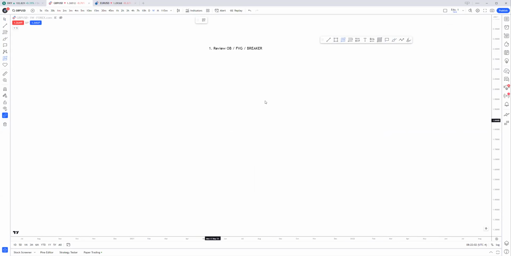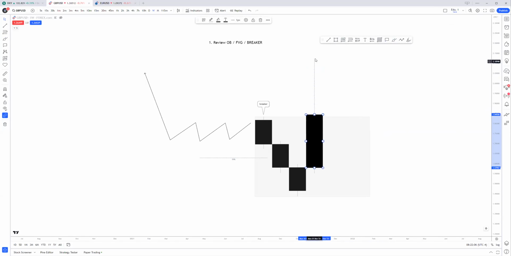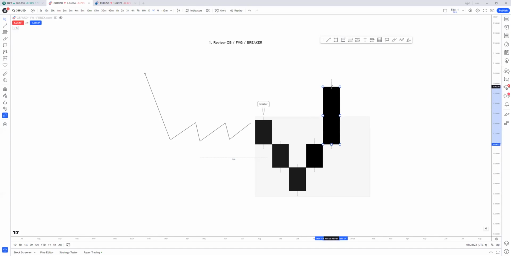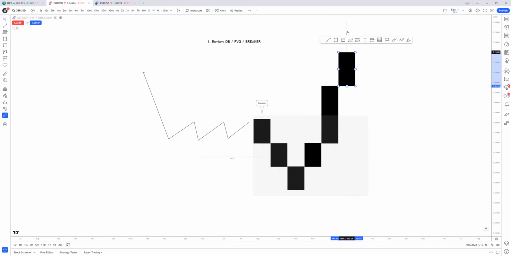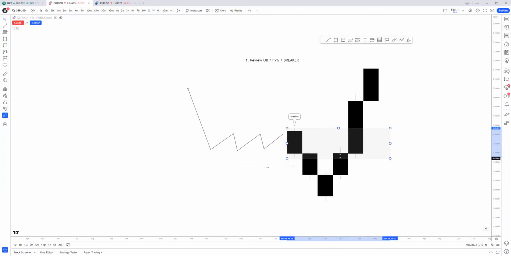Okay, POI stacking as well, right? So what would we look at here? Let me just draw this like so. Give me a second. Okay, so POI stacking, what would we look at here?